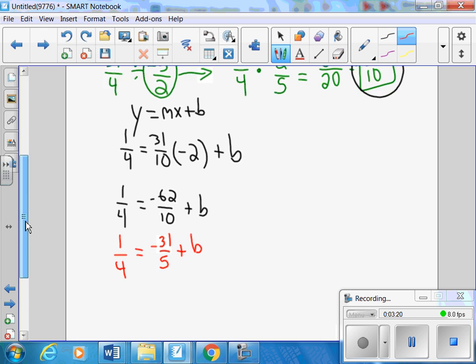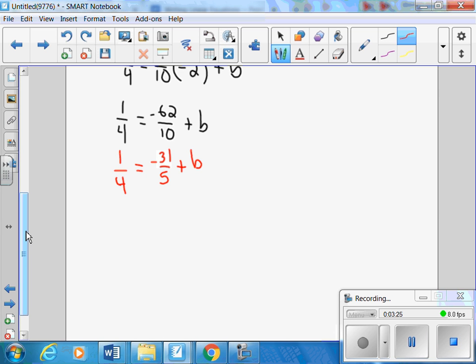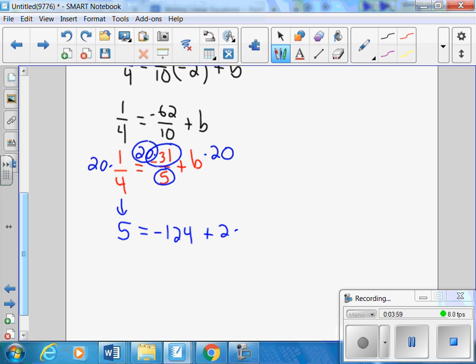Okay, so now if we're going to solve for b, we need to get rid of our fraction. So I'm going to multiply everything by 4 and multiply everything by 5 because you got to get rid of both fractions. Which, if you multiply by 4 and you multiply by 5, you should multiply by 20. So let's multiply everything by 20. 20 times 1 is 20 divided by 4 is 5 equals. If you take 20 and divide by 5, you're going to get 4. And then 4 times -31 is -124. And then you have 20b.